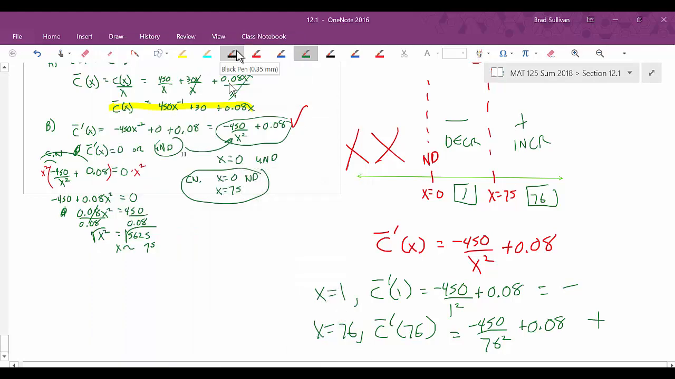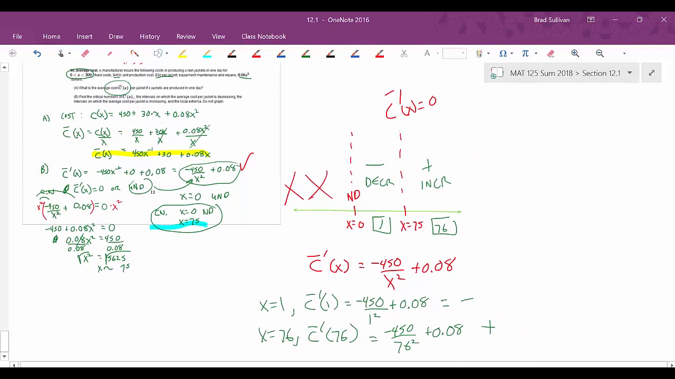Okay, so what you would have is your critical numbers would be these two. The average cost would be decreasing from 0 to 75 and then increasing from 75 onward. Okay, so that should wrap up this section.